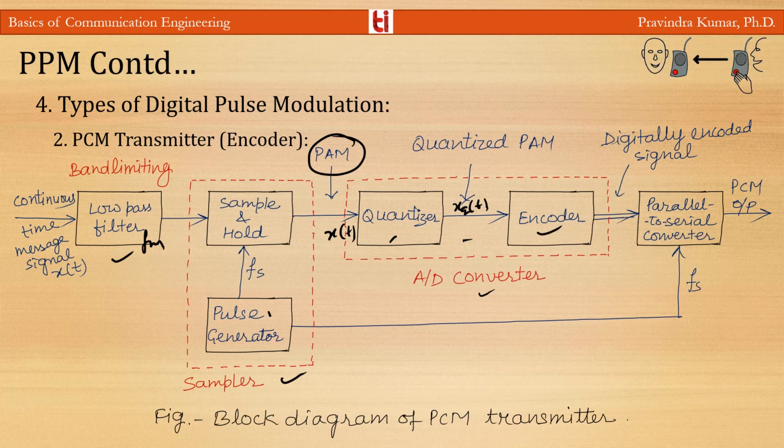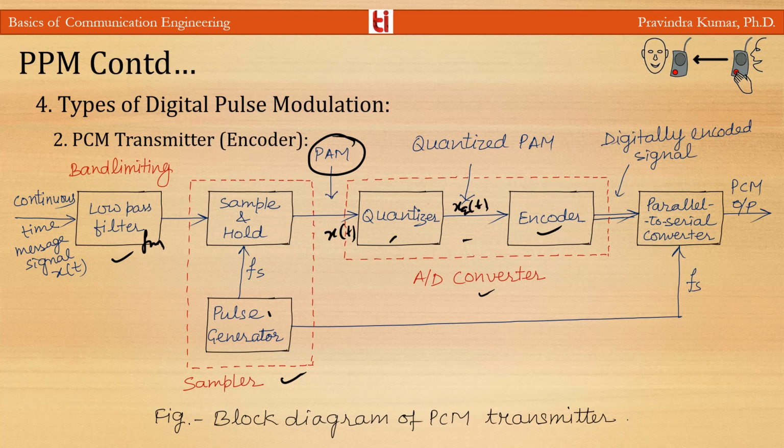The quantized PAM signals are applied to the encoder. Each quantized level is converted into an n-bit digital word by the encoder. The value of n can be 8, 16, 32, 64. The encoder output is converted into streams of pulses by the parallel to serial converter block, and finally we will get the train of pulses, the PCM signal.